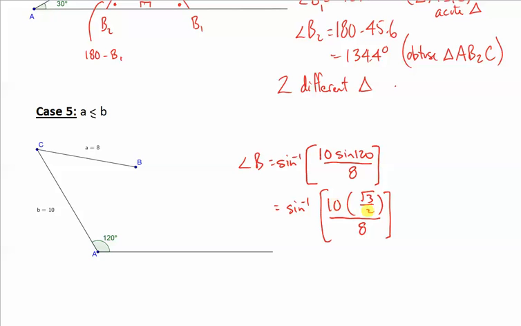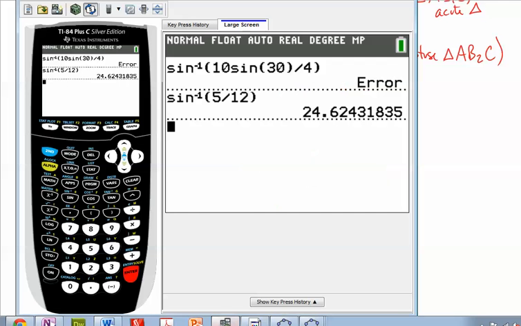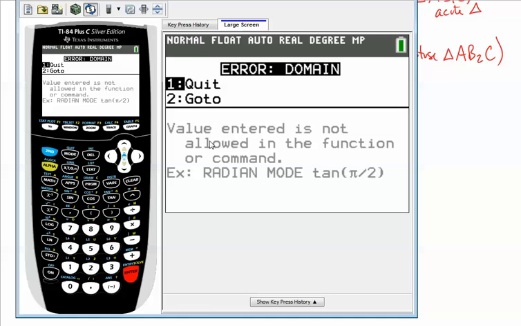And the 10 and the 2 have common factors, so I have 5 root 3 over 8, but that's about as simple as I can make that. Still going to need a calculator to figure out the angle because angle B is still going to be ugly. So let's enter that on the calculator. 10 sine 120, let's close that bracket, and divide by 8 and close the next bracket. And we get another error.